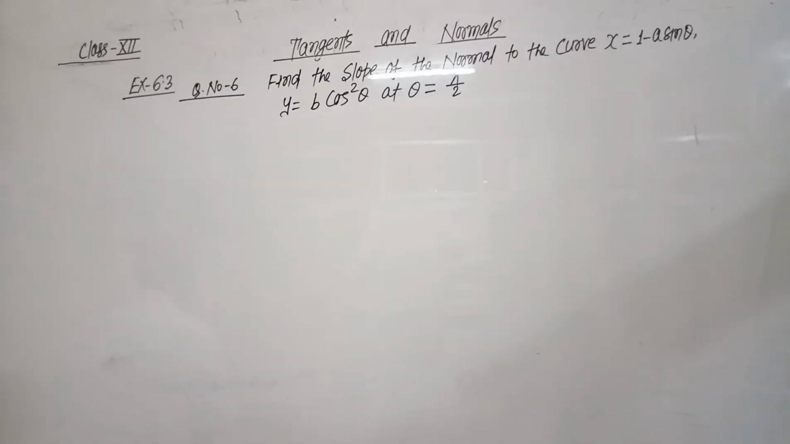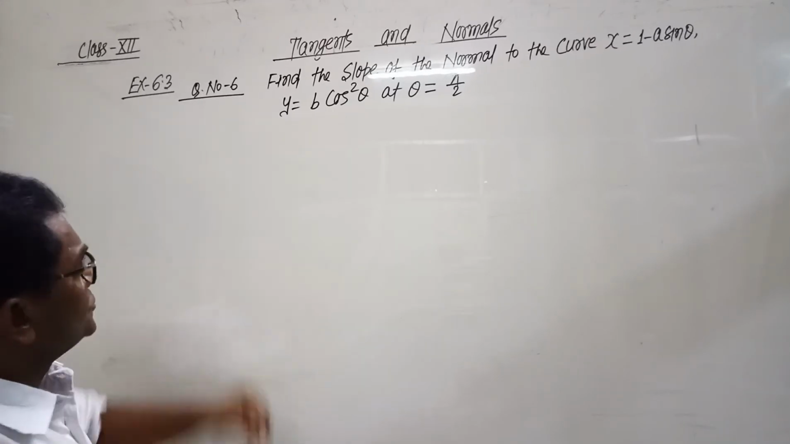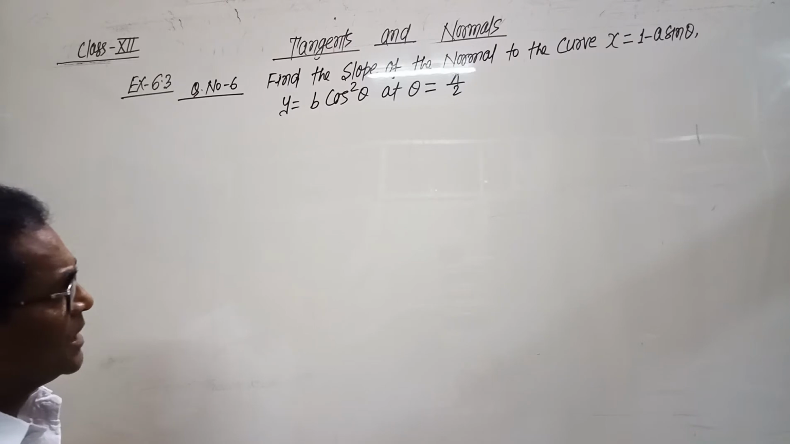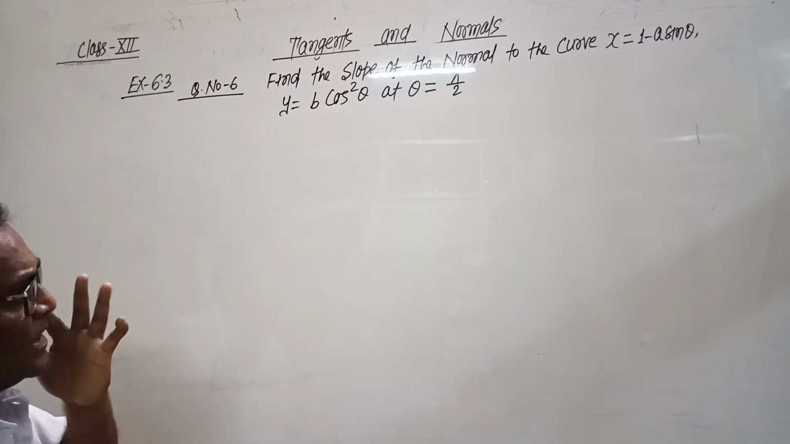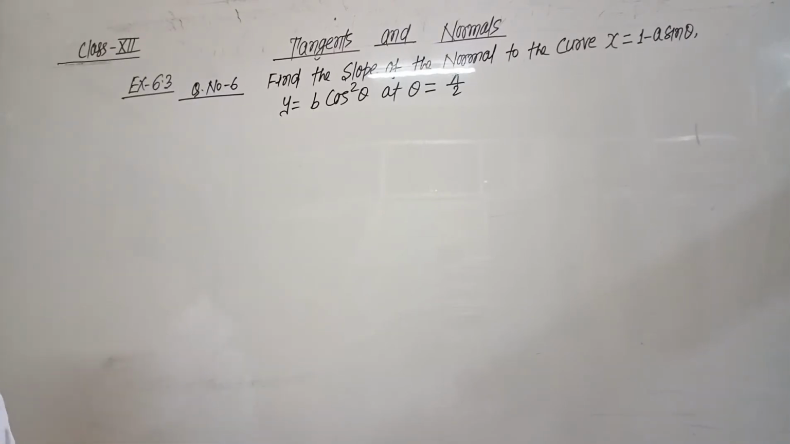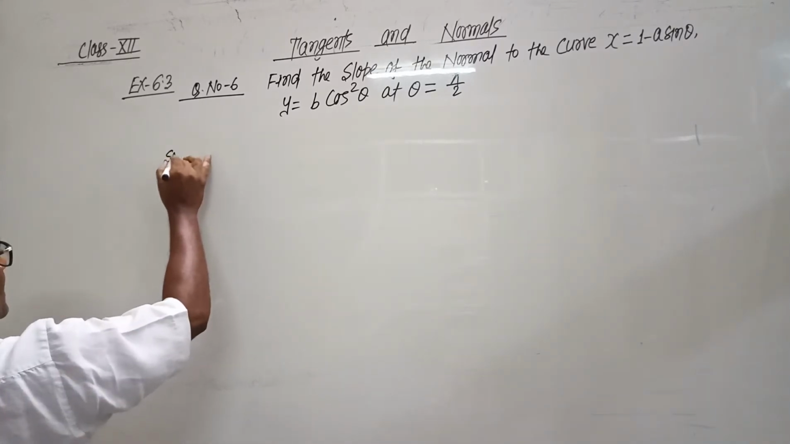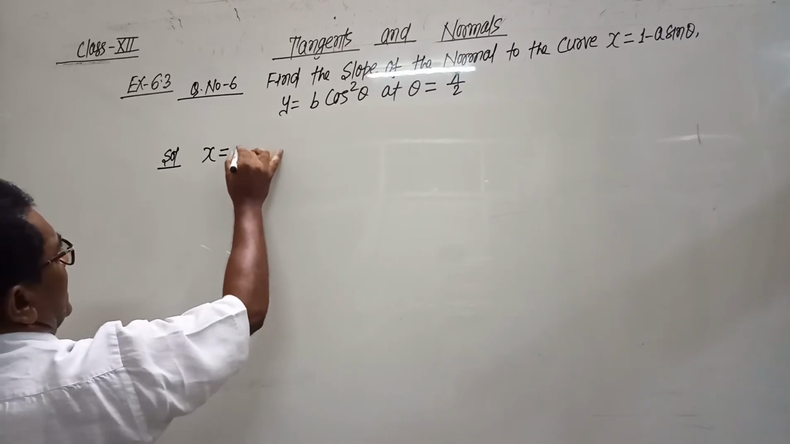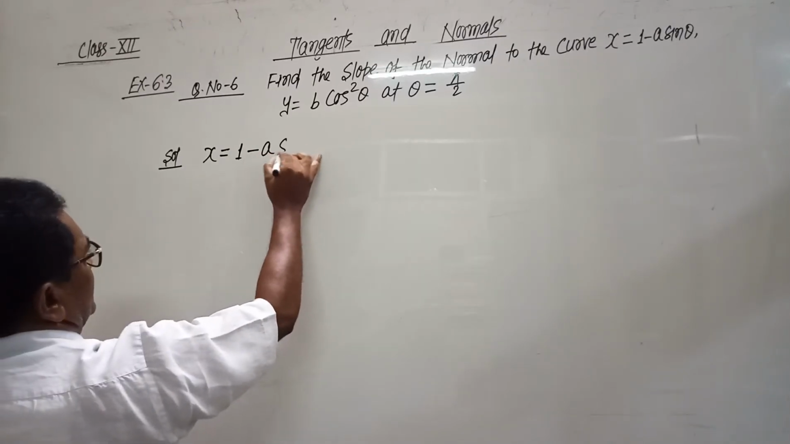Tangents and normals. Questions of tangents and normals. This is question number 6. Find the slope of the normal to the curve x equals 1 minus a sin theta and y equals b cos square theta at theta equals pi by 2. So we have the given function x equals 1 minus a sin theta.